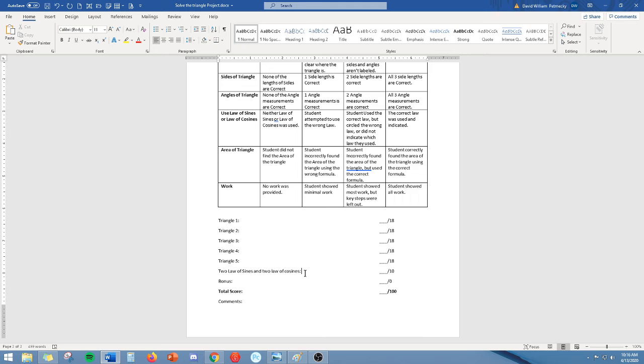This is going to be a test grade. So this is our test for this unit. Instead of giving a pen and paper test, this is going to be our project. This is going to be our test.